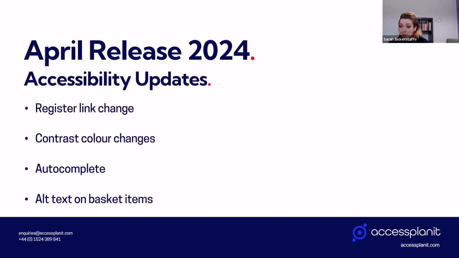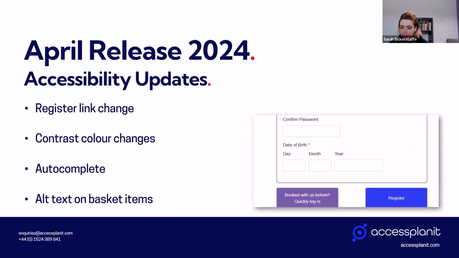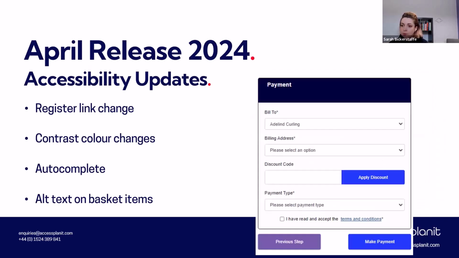In this release, as I said, we've updated 29 different things, but here are some of the highlights. We have replaced the register link in checkout with a nice big button, so it's a lot easier for your delegates to see where they can register if they've not booked with you before. We've amended a lot of our colors to have stronger contrast on the background. For example, the reset password policy, you can see that they're now in hyperlinks, new colors and underlines so they can align with accessibility requirements.